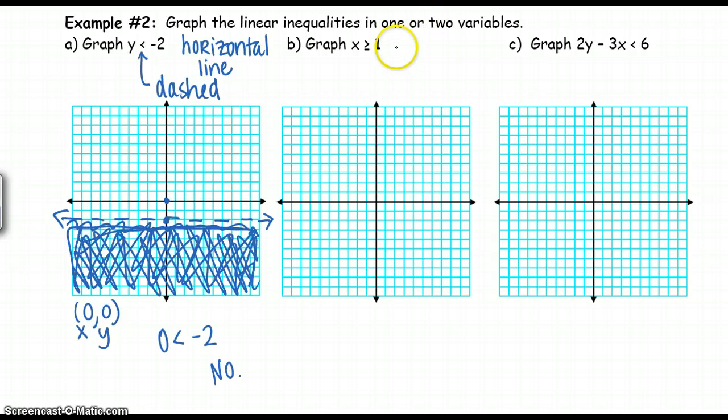Again, students get confused on these, but it's just a vertical line. Next thing, is it dashed or is it solid? Since this has an or equal to in it, it's going to be solid. So we go to 1 on the x-axis, and we're going to draw a solid vertical line.